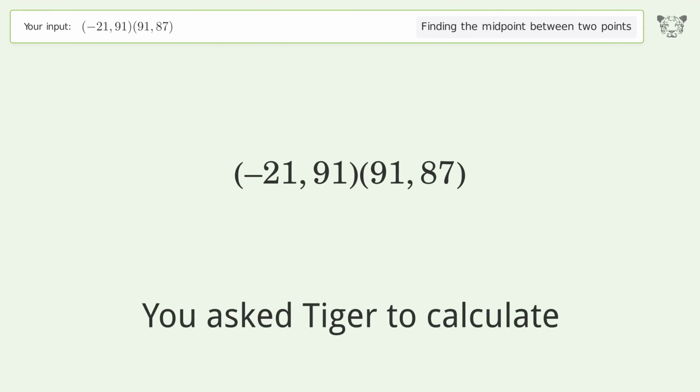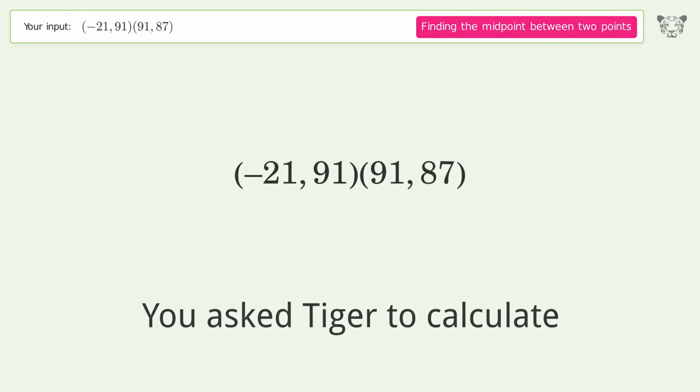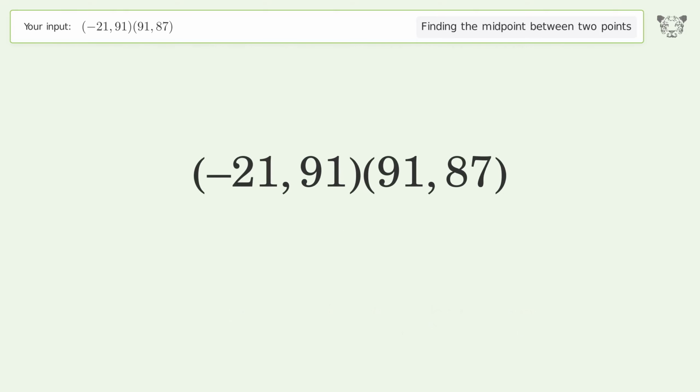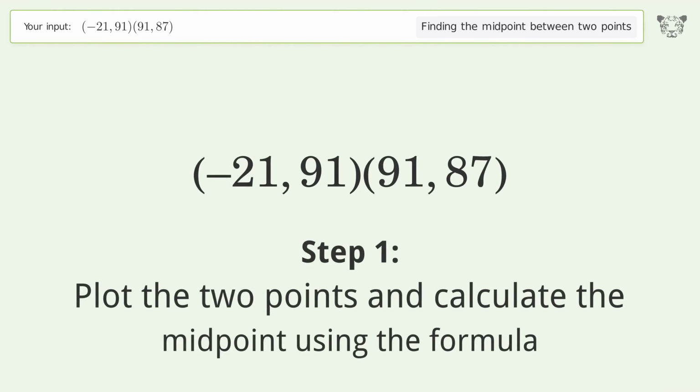You ask Tiger to calculate. This deals with finding the midpoint between 2 points. The midpoint between the 2 points is 35,89. Let's solve it step by step. Plot the 2 points and calculate the midpoint using the formula.